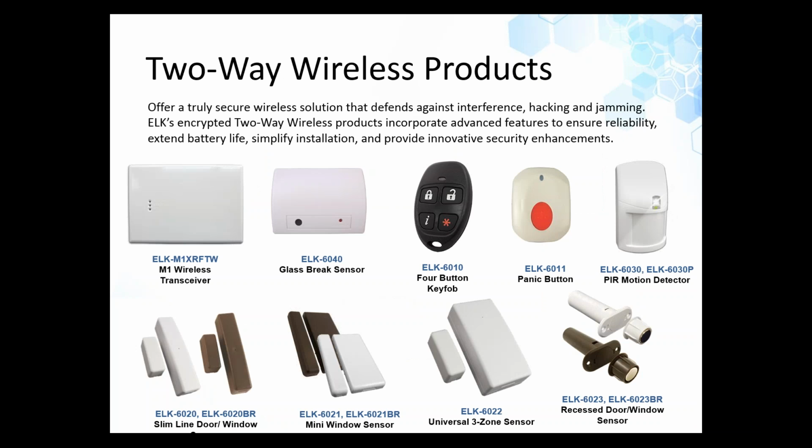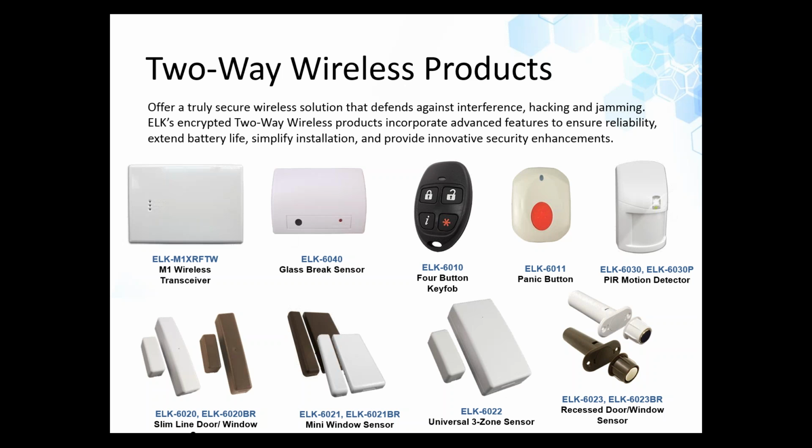I'd like to take a moment to talk about wireless capabilities with the M1 system, and ELK is proud to introduce a truly unique two-way wireless product line. What we have is our ELK M1XRF-TW. This is our wireless transceiver. The reason we call it a wireless transceiver, not only does it receive the signals from the sensors, it can also transmit information back to the sensors. So this is really a unique feature of the ELK two-way wireless product line.